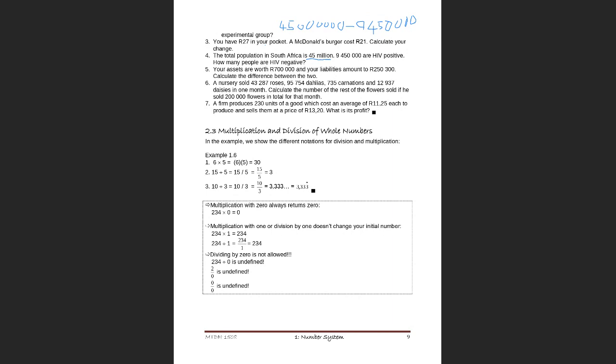Now the next one says that your asset is worth 700,000, and your liabilities is your debt. Liability is like debt. Your liabilities amount to 250,300. Calculate the difference. The difference simply means subtraction. Is that clear? So it will be 700,000 minus 250,300. So I hope that one is clear.